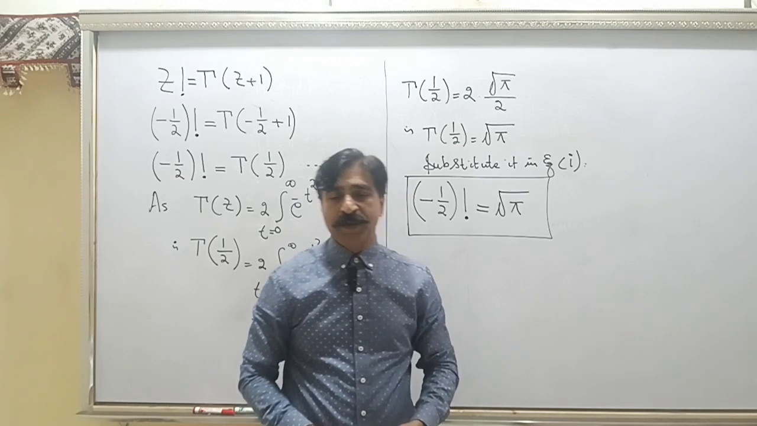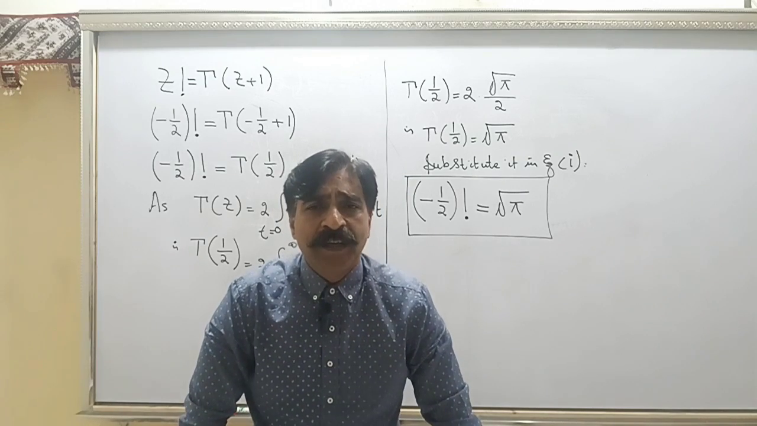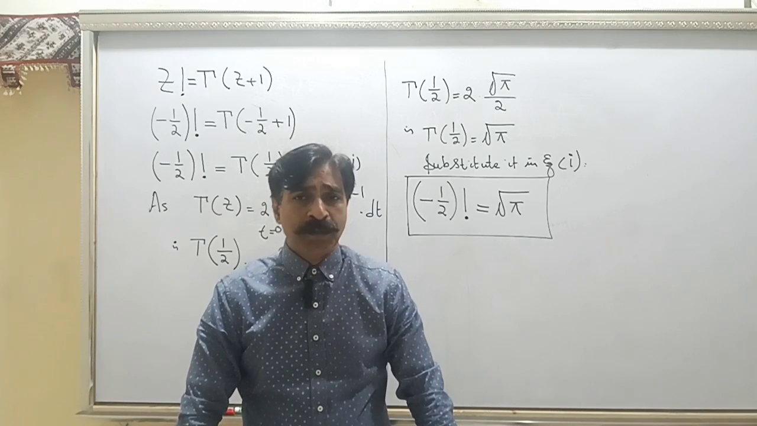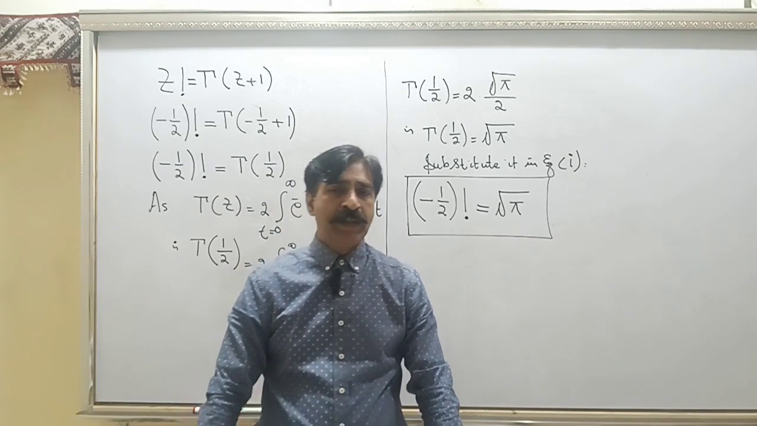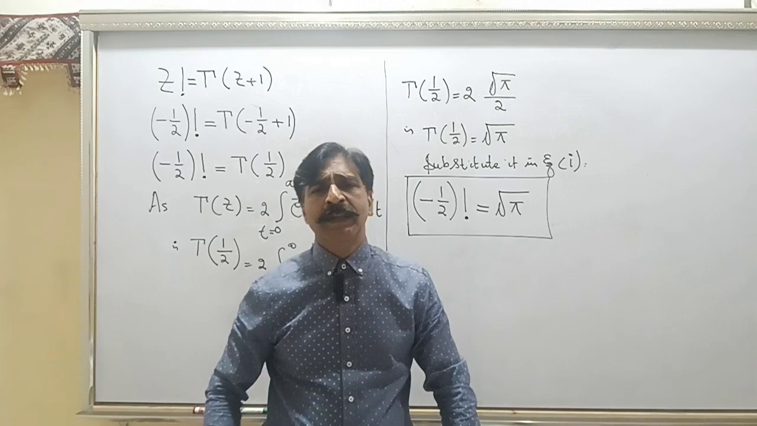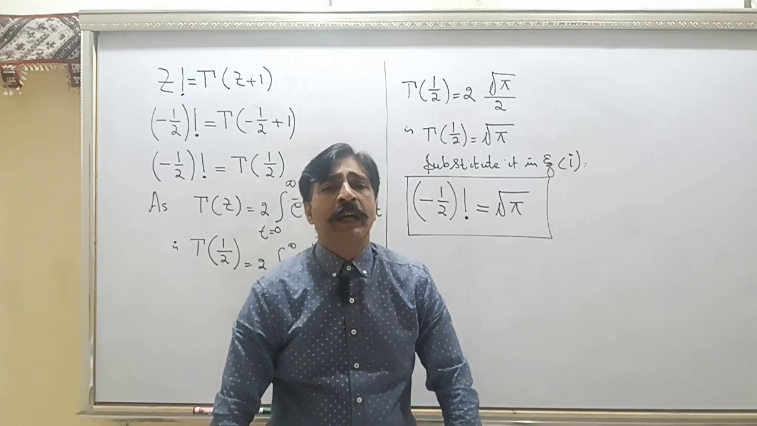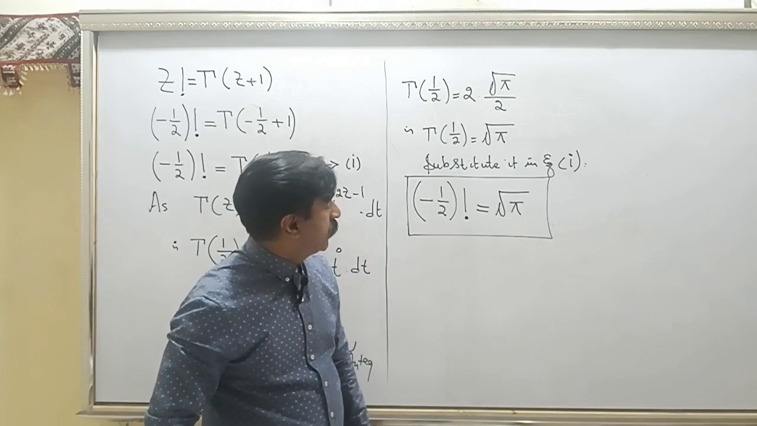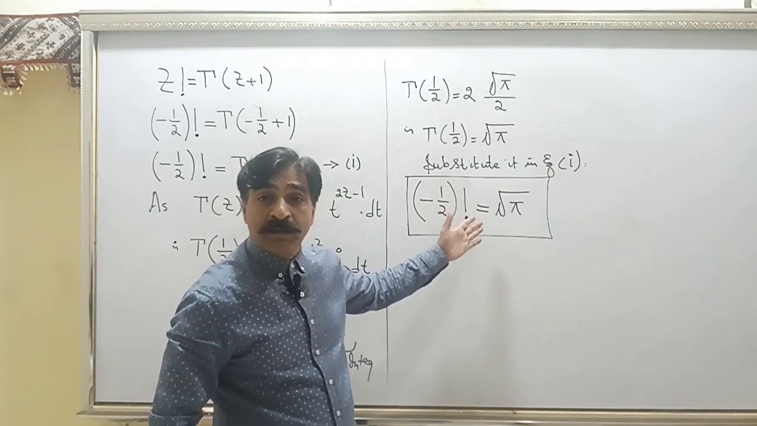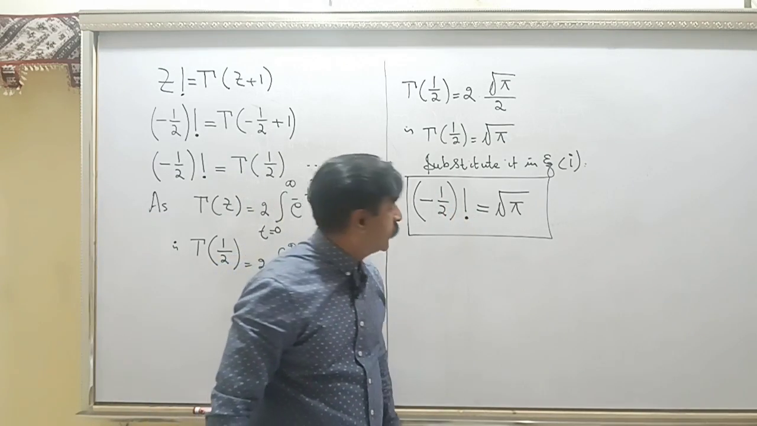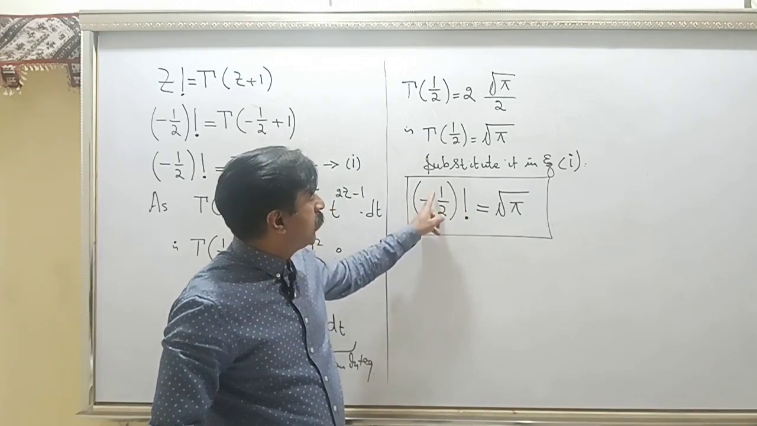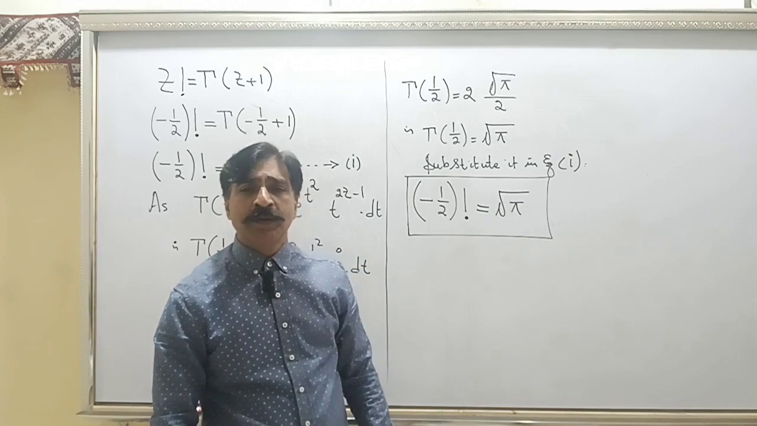This should be interesting for you. Really, this is interesting that you can find factorial for the negative numbers, negative real numbers. In fact, you can also find factorial of negative complex numbers. And in future, at some time, I shall try to make a video on the gamma function of complex numbers. But for the time being, it's enough. Minus 1 over 2 factorial is equal to square root of pi.